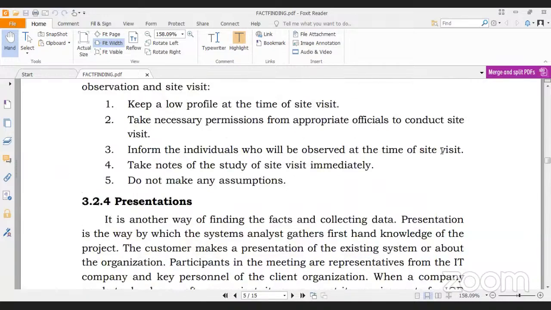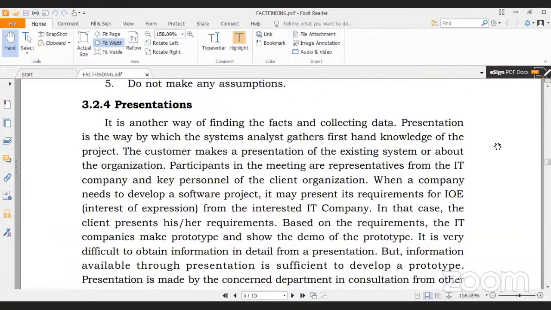Then the next technique is the presentation. The presentation is the most effective way of finding the facts and collecting data. I'm teaching, and whatever I'm saying, you may not be able to listen, but you see, I'm showing you the slide. So you may not listen to me, you may not understand my wordings, but you can read it. So this is another effective way of finding the facts and collecting the data.